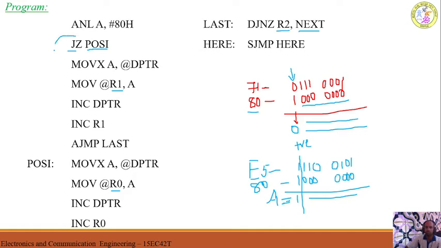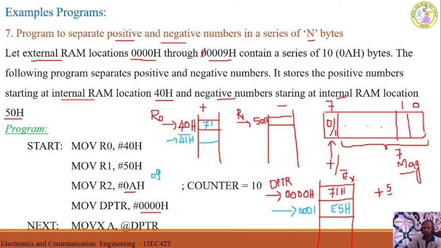Now you check the content of the accumulator, jump on 0. Now this condition is false because the accumulator is not 0. Accumulator content is 1000 0000. Therefore this is not equal to 0. Therefore don't jump. If this condition is false, don't jump. You execute the next instruction, that is MOVX A, @DPTR. Again take the data E5.